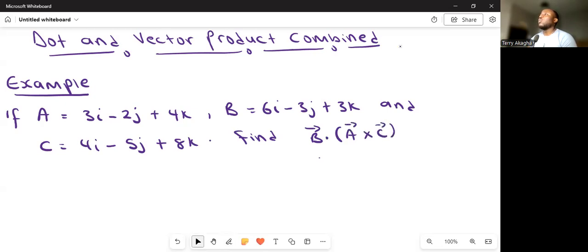Are you seeing it? That means they want you to find first the cross product between A and C, then with the answer, do the dot product with B. This follows the same way as what we talked about, BODMAS in algebra. So you solve the bracket first. That means I'm going to first solve A cross product C, get an answer, then I will multiply that answer with B, so that I get a final answer.